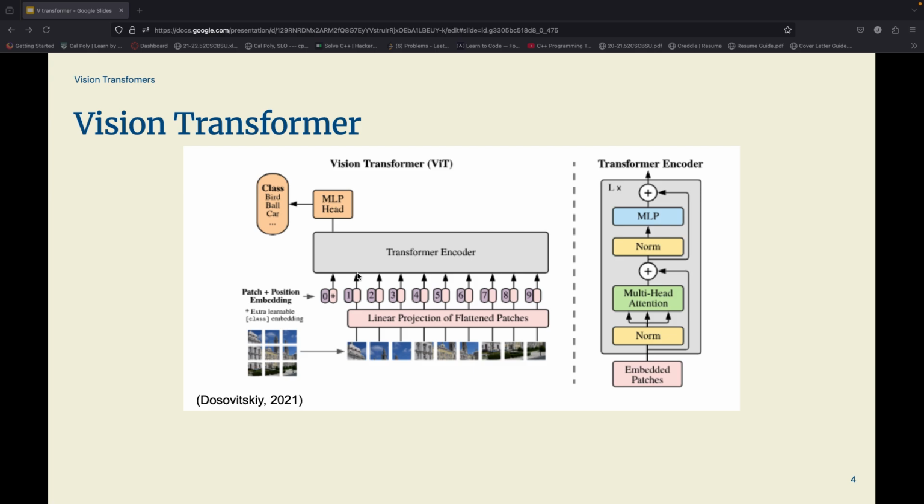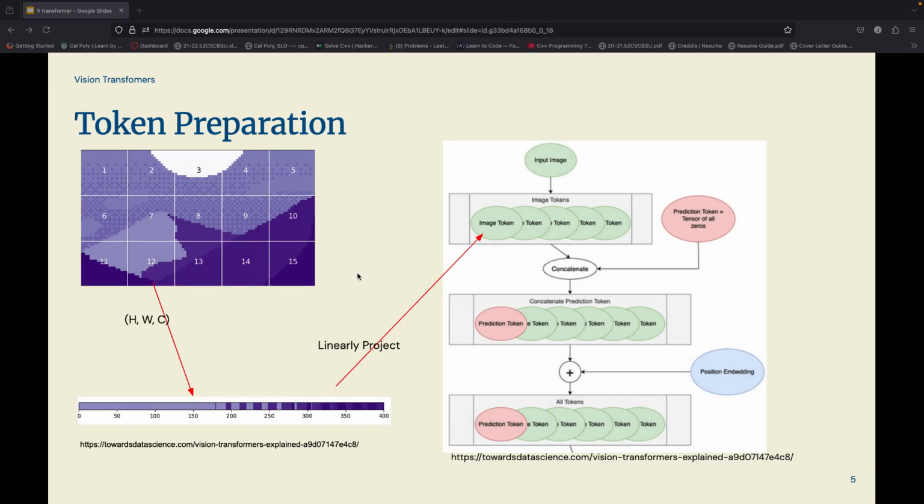I'll now explain how this architecture works from top to bottom. To preface, what is an image? We can represent an image as a three-dimensional vector, and it's three-dimensional because it has a height, a width, and a channel. Channel is pretty much the color of each pixel.